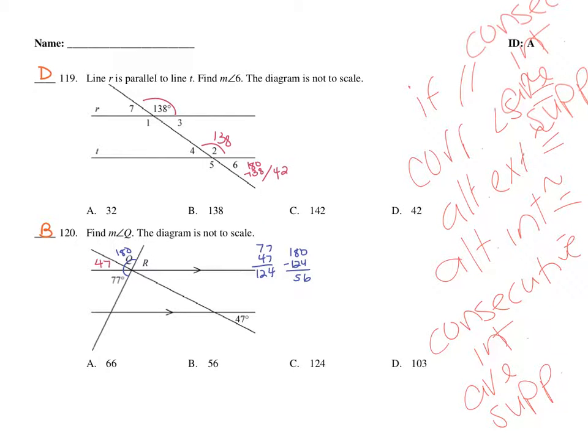So for 119, 2 and 138 are corresponding. Those would be congruent. And 2 and 6 are a linear pair. So I had to do 180 minus 138, and I got 42. 120, 47, and a little sliver up that angle at the top would have been alternate exterior, which would be congruent. And then 47, 77, and that missing angle sum to 180. So angle Q would have been 56.